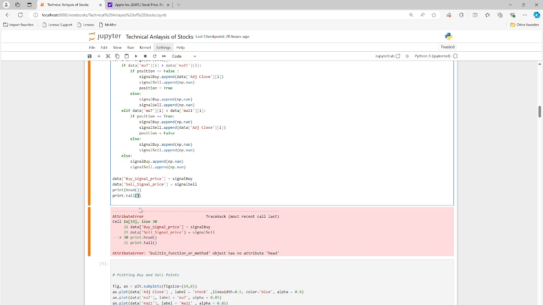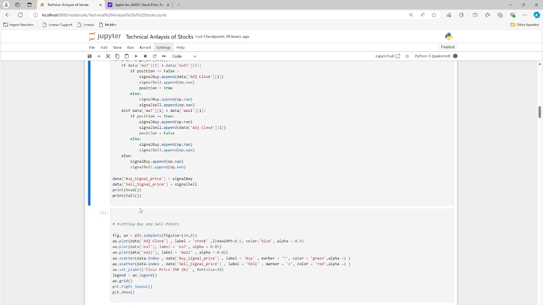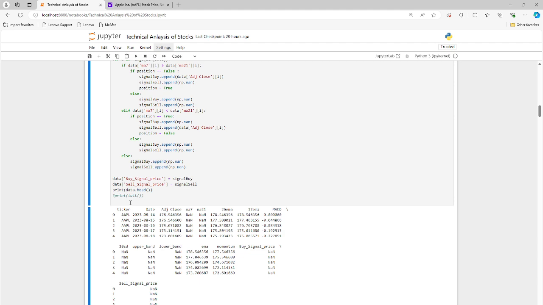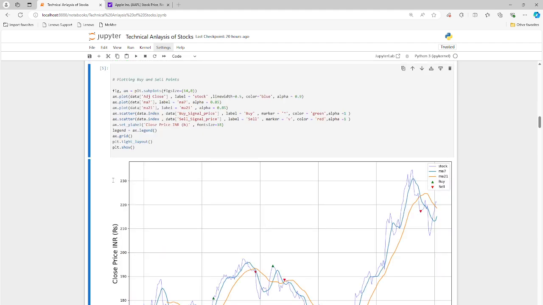Okay, I don't edit any of these videos. I just do it in real time, straight through. Print head and head. Oh, there we go. All right, so there's the head and print the tail. Let me go back and print the tail too.